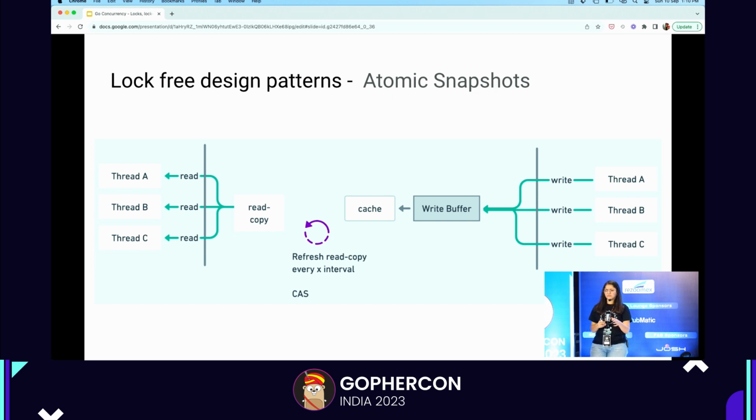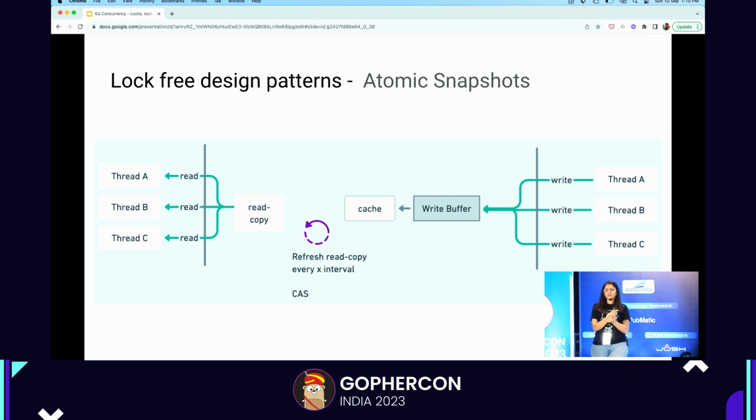So this is completely lock free. There are some places where you might get stale data because your read copy is running behind by some milliseconds. But this is very useful when, again, we have a read heavy load, so this is not really going to make that much of a difference. And you can trade off on how frequently you want to update the copy, etc.